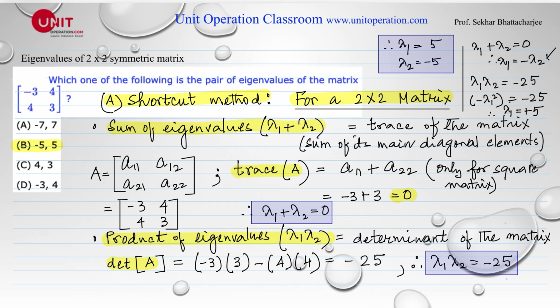So this is a very simple problem. Which one of the following is the pair of eigenvalues? So we have to find out the eigenvalues for this 2 by 2 matrix. There's a shortcut method and there is the longer method.